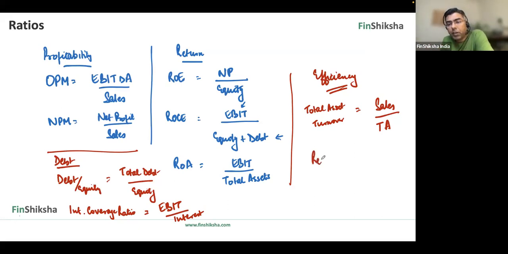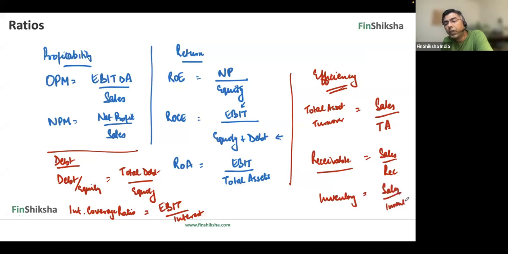You will have receivable turnover. You will have inventory turnover, right? So receivable turnover will be sales upon receivables, and inventory turnover will be sales upon inventory. Again, textbooks will tell you COGS upon inventory, but in the industry, typically for keeping it consistent and comparing it across companies, sales upon inventory is a better metric to be used, right? That's all we are going to calculate.